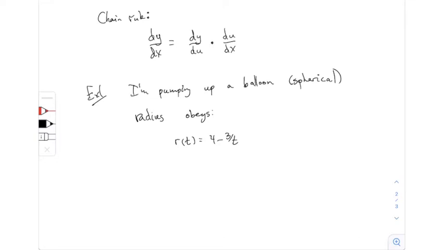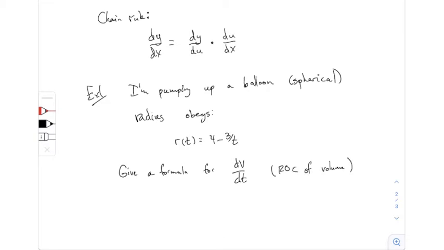Your job: give a formula for dV/dt, where V is the volume. I told you the way that the radius is changing over time, and I would like to know how fast the volume is changing at various times. This is the rate of change of the volume.